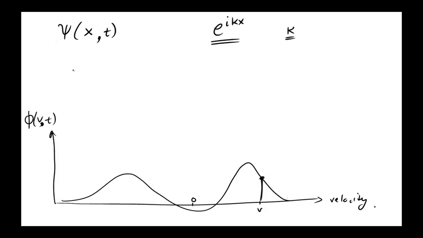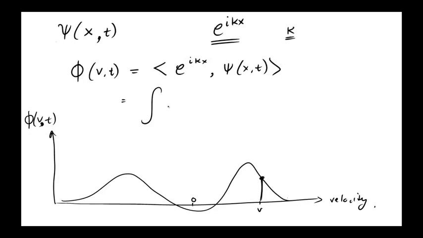So how do we compute phi of v comma t? Well, it's exactly the component of psi in the direction of this function. How do you compute the component of psi in this direction? You take the inner product of this function with psi of x comma t, which is the integral of e to the minus ikx, the complex conjugate of this, times psi of x comma t dx, from minus infinity to infinity.